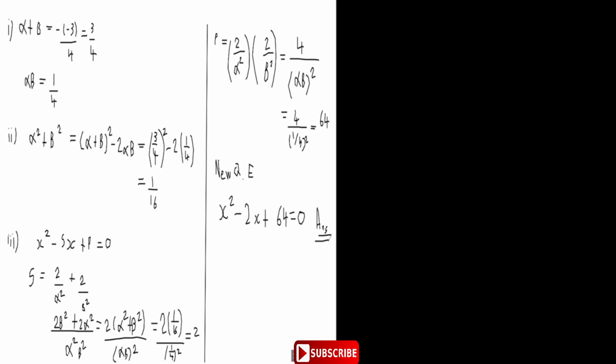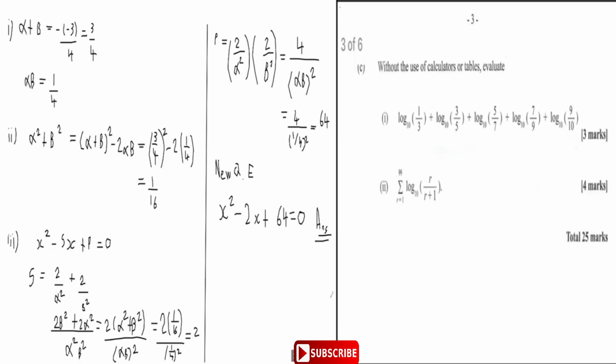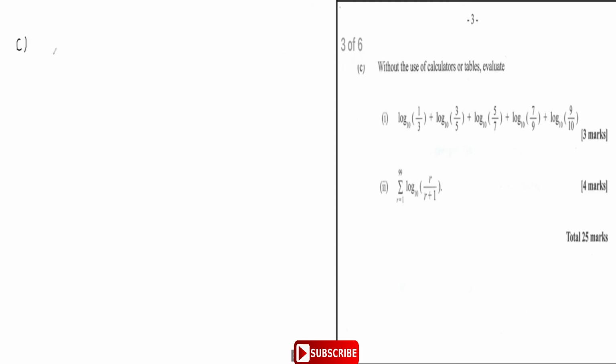Okay, let's look at the next part of the question. The next part of question 2, part C, wants us to, without using a calculator, evaluate the following: log to base 10 of 1 over 3 plus log to base 10 of, that's not 5 over 3, that's 3 over 5, my apologies.